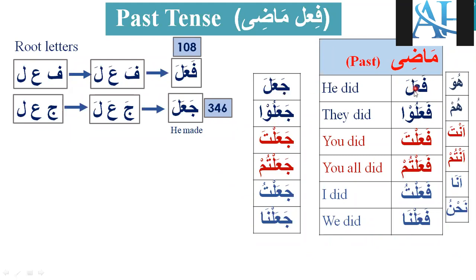If I ask you to replace fa with jim, what will it become? جعل. Okay, go ahead and make the six words with this. جعل جعلوا جعلت جعلتم جعلت جعلنا. Okay, which tense is it? Past. In Arabic we would say ماضي, madi, and the other will be mudari. Very nice. Okay, Dr. Saab, I think we have to go for practice.